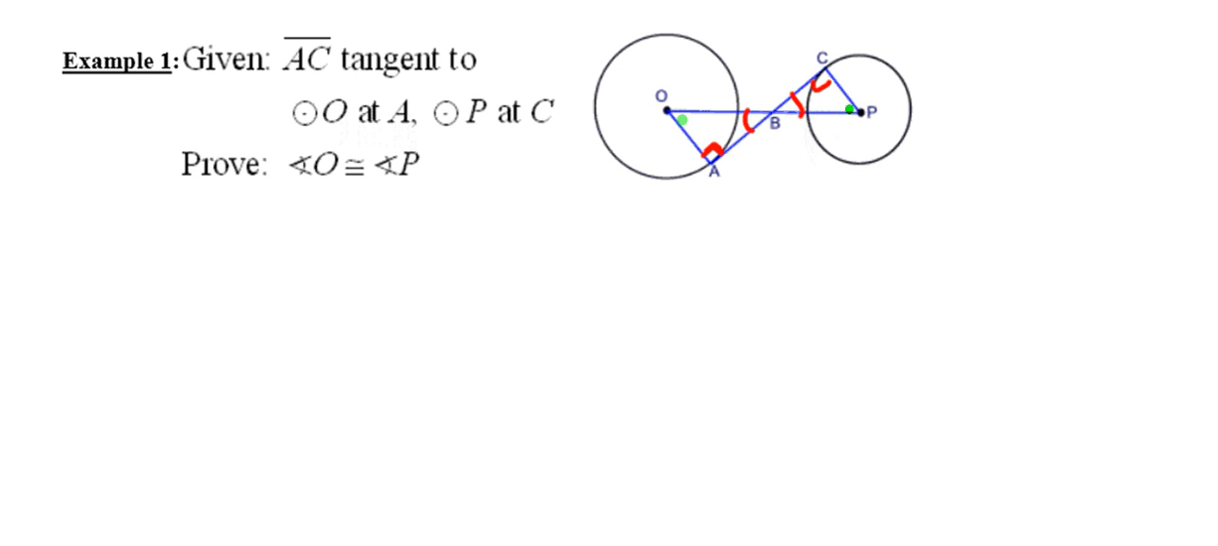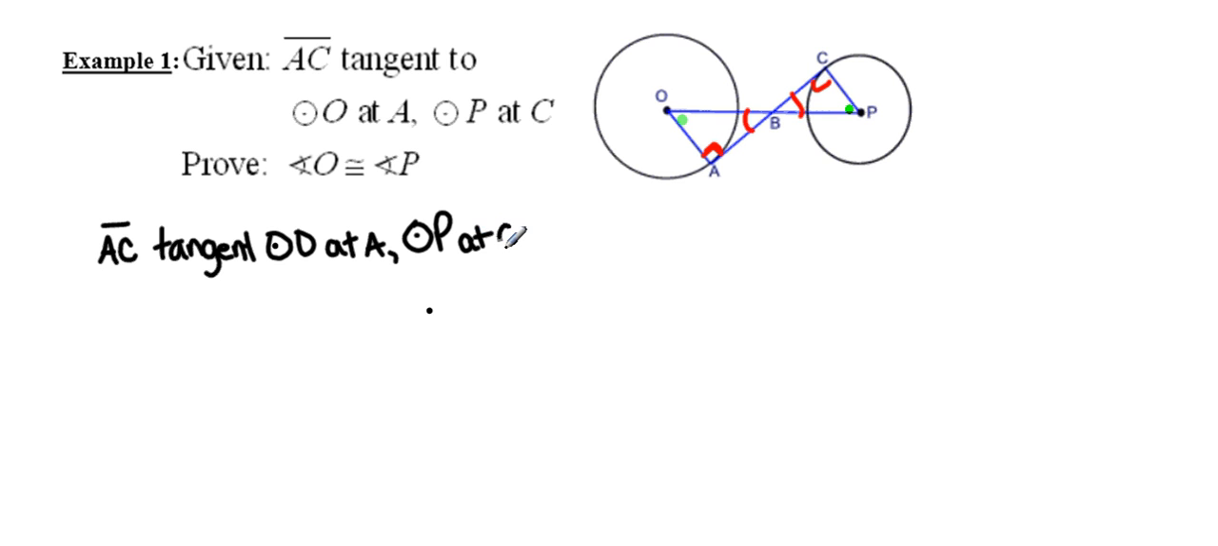So where I'm going to start writing my proof is with that tangent line. So I'm going to start by talking about segment AC being tangent to circle O at point A and to circle P at point C.